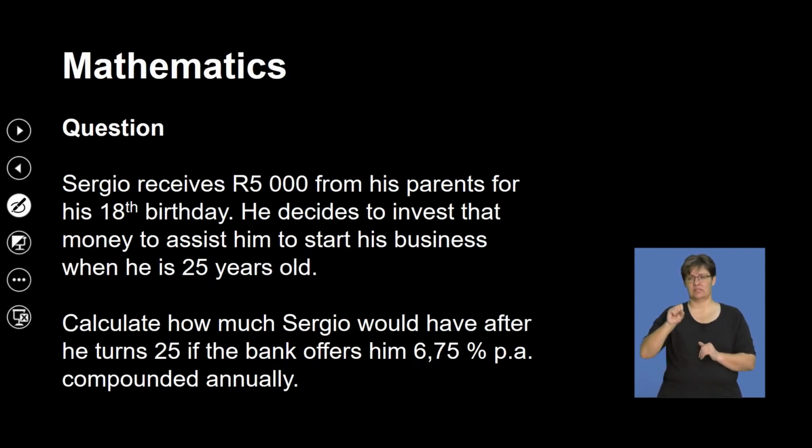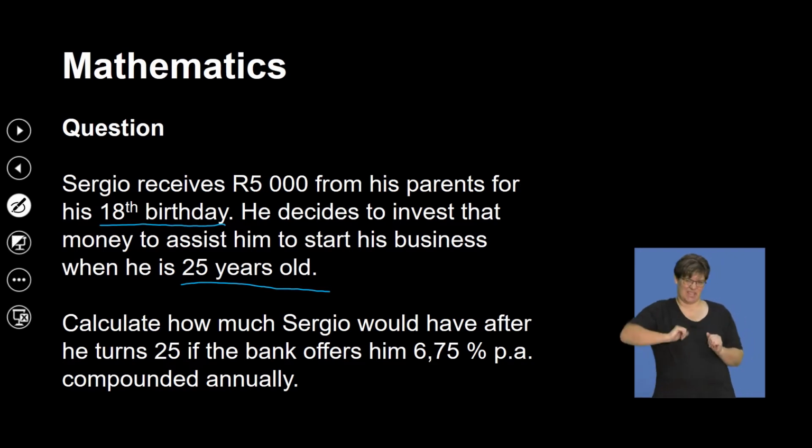Now, Sergio receives an amount of 5,000 from his parents for his 18th birthday, right? He decides to invest that money to assist him to start his business when he's 25 years old. So remember, at 18, he's finishing off grade 12, and the parents say, hey, let's surprise you with some 5,000 so that you can start your life after matric. And he decides, no, I will just save that money so that when I'm 25 years old, I can start a small business for myself. And then remember, financial literacy is really, really important. So bravo to Sergio for wanting to do that.